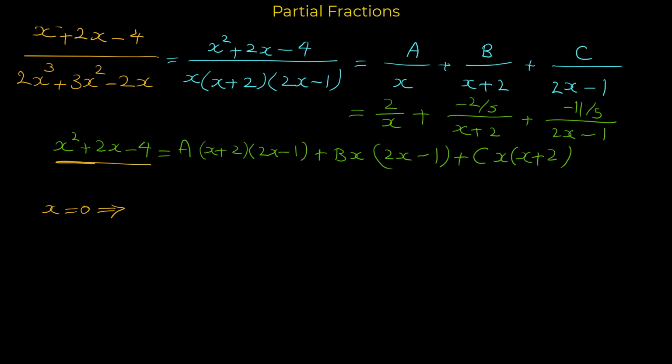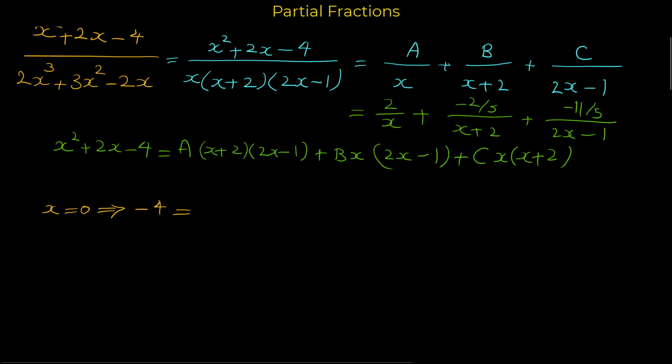then in the left side, 0 to the 2 is 0, 2 times 0 is 0, and this is negative 4. But why is 0 a good number? Attention, in this bracket, in this expression, and in this expression, we have x. Here we have x and x. When we plug in 0, these terms vanish. They get 0, because 0 times anything is 0. So, when we plug in 0 for x, we only have a as the unknown in the right side.